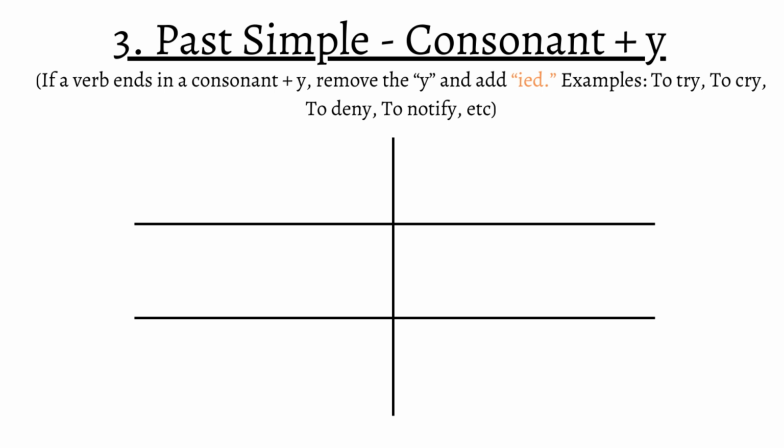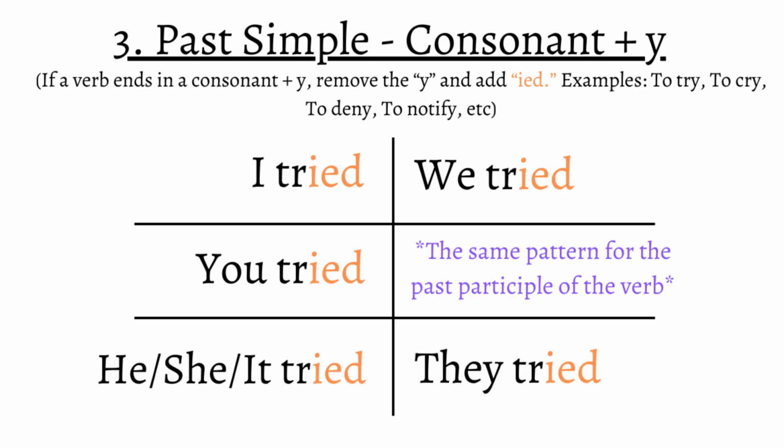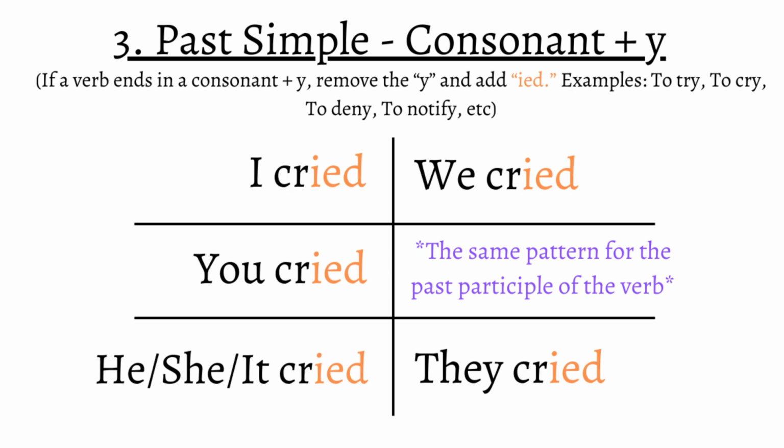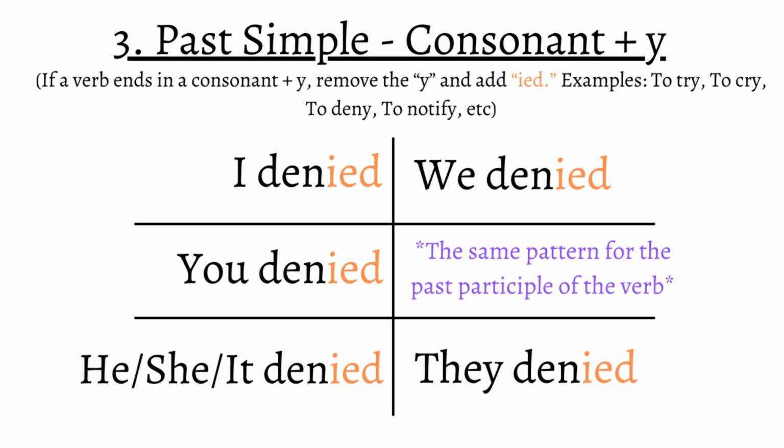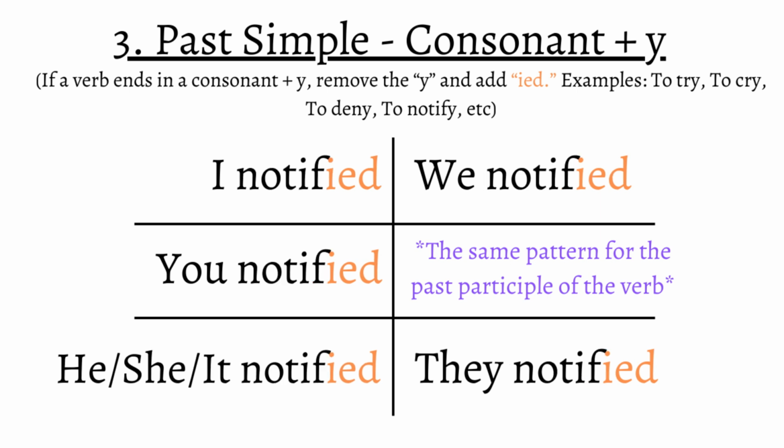To try in the past simple looks like this, and its pronunciation is tried. To cry in the past simple looks like this, and its pronunciation is cried. To deny in the past simple looks like this, and its pronunciation is denied. To notify in the past simple looks like this, and its pronunciation is notified.